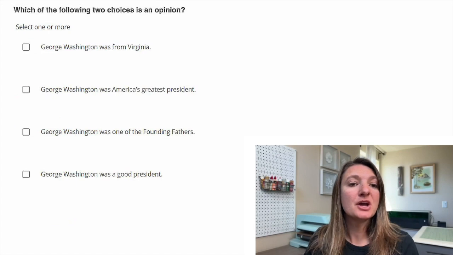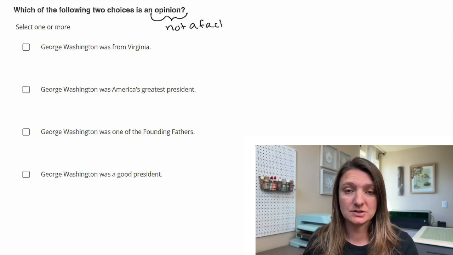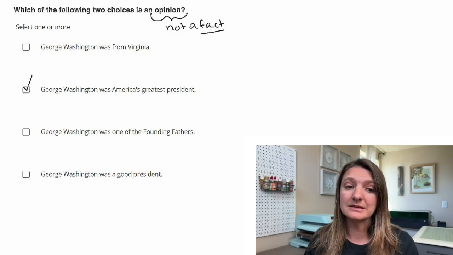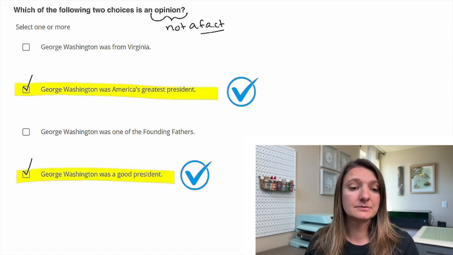Okay, problem 3. Which of the following 2 choices is an opinion? Just a reminder that an opinion is not a fact, so we're looking for the ones that are not facts. A, George Washington was from Virginia. This is in fact a fact. George Washington was America's greatest president. This is an opinion. George Washington was one of the founding fathers. That is a fact. And last one, George Washington was a good president. That is an opinion. So those are our 2 opinions and our answer.